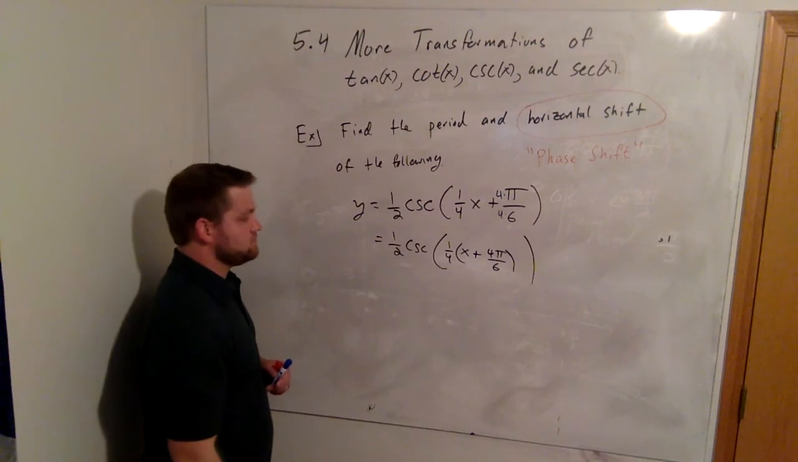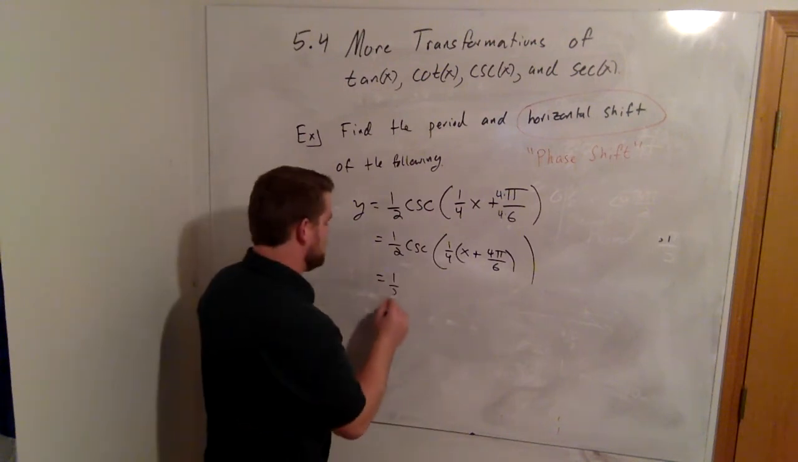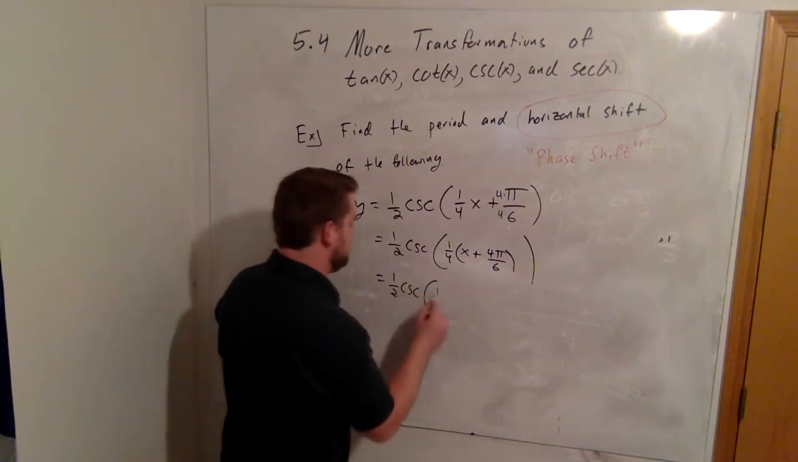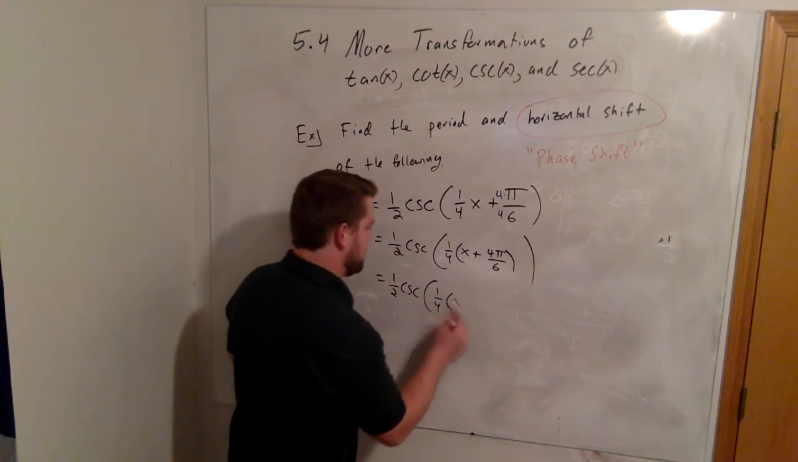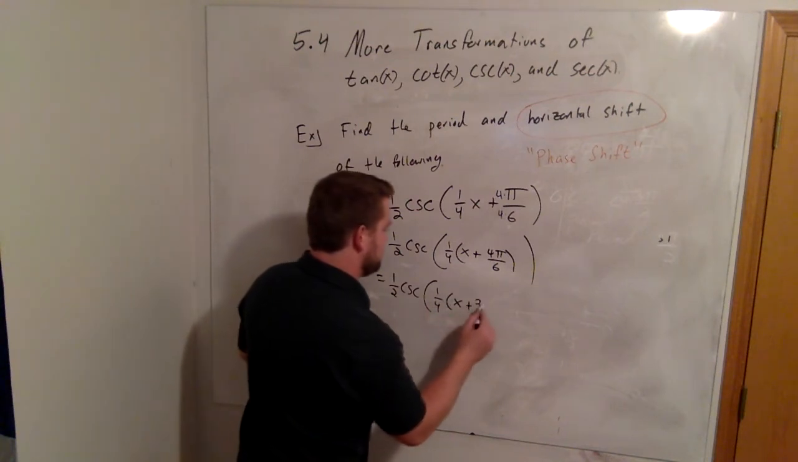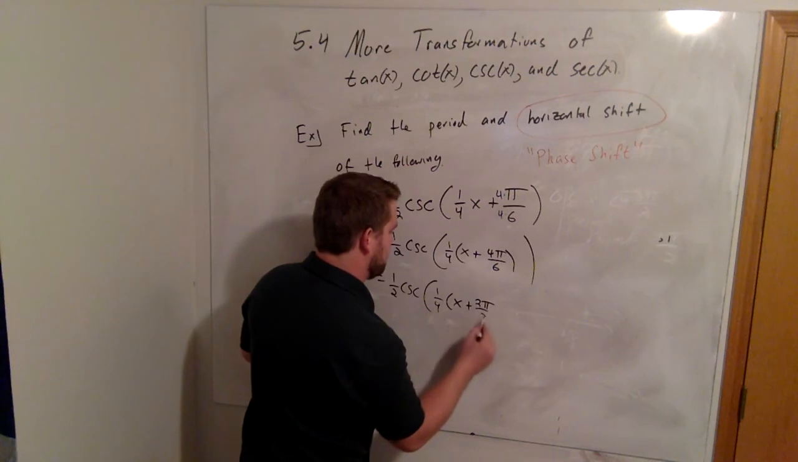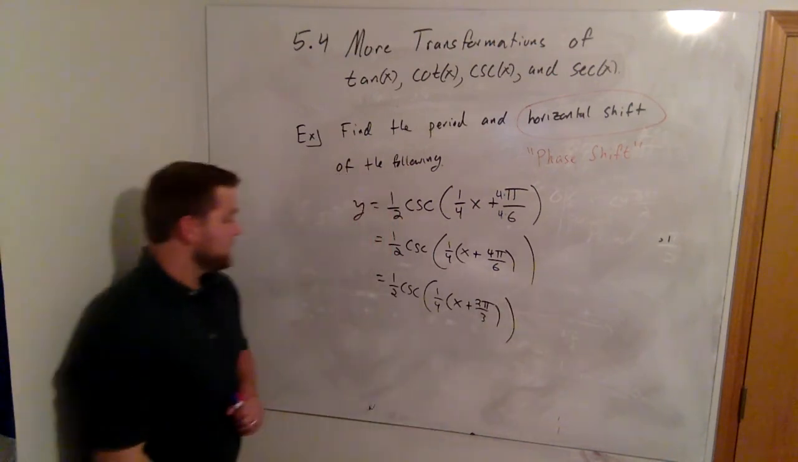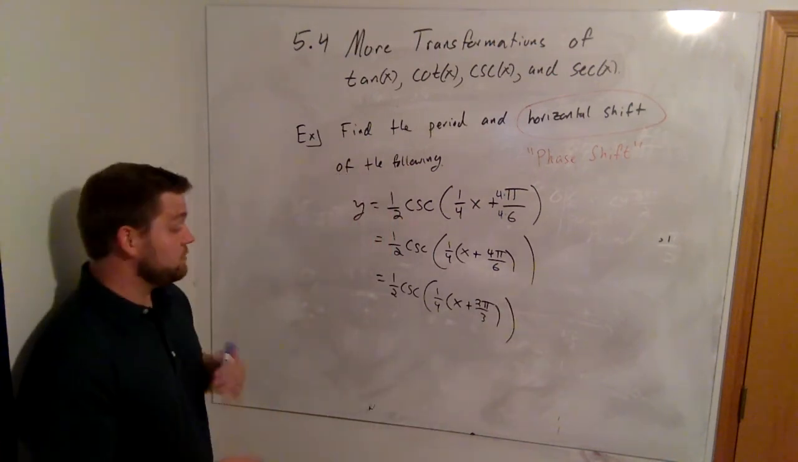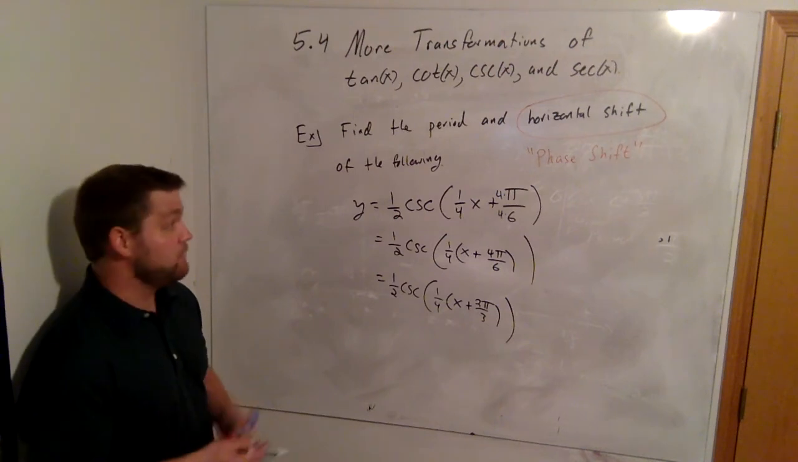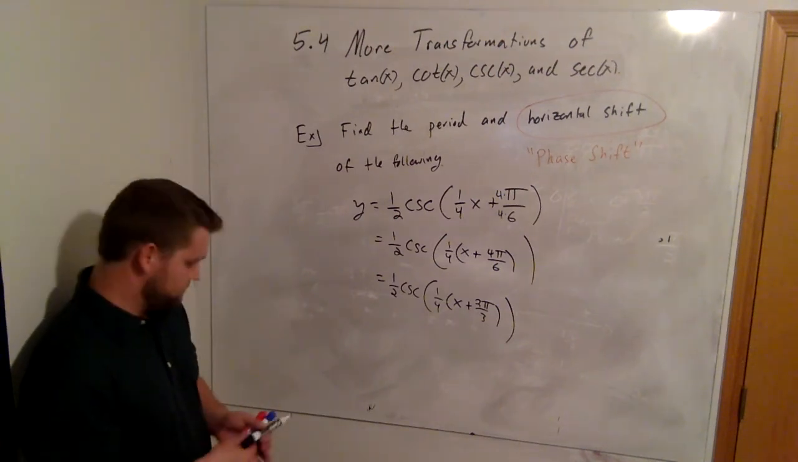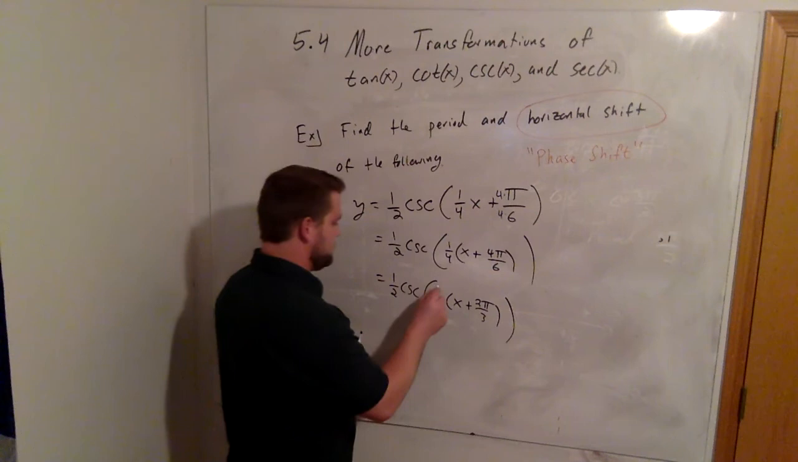Notice if this 1/4 factors back in, the 4ths will cancel, and I'll be right back at pi over 6. Or we could write this as 1/2 cosecant of 1/4, and how about x plus 2 pi over 3. From here, we should be able to quickly see the period and quickly see the phase shift, or the horizontal shift.